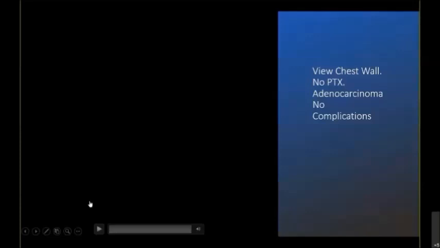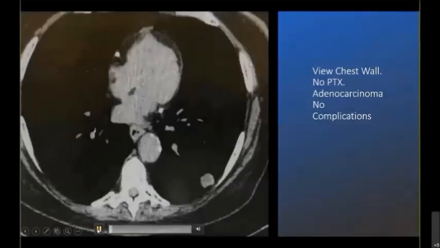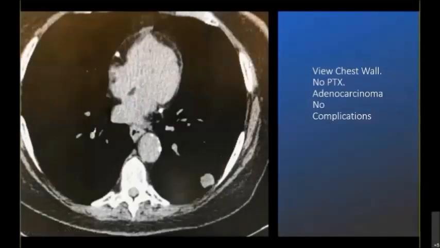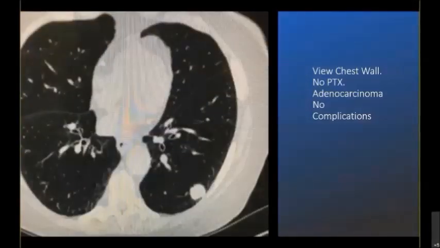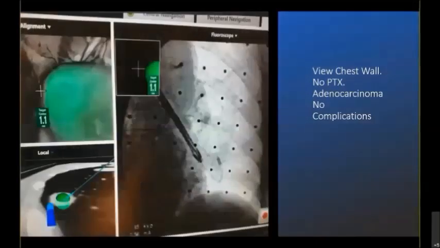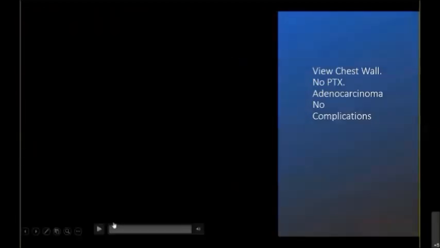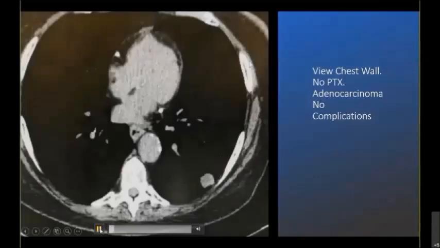Next slide, please. This is a really cool case. I got super excited about this case. This is a patient with a left lower lobe lesion who obviously needed to go in for biopsy. We got in an area that you'll see right here, right on the edge. And I don't know if you can pause that. Oh, shoot, sorry.